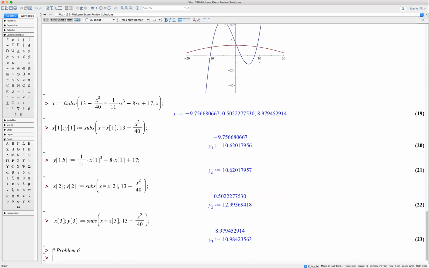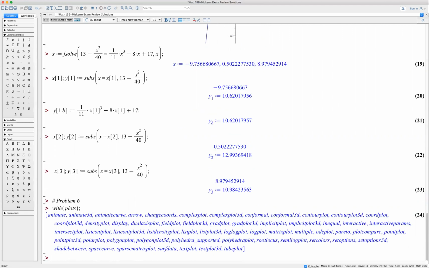For problem 6, we're going to use implicit plot, which means I have to open the plots package. So the command is with plots. And all of these plotting commands are now available, including the one I want, which is implicit plot.